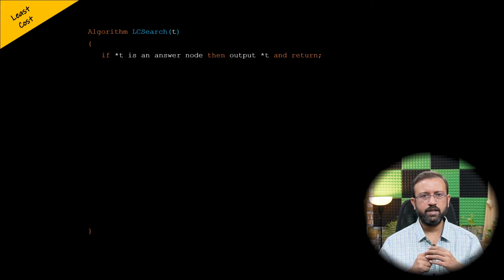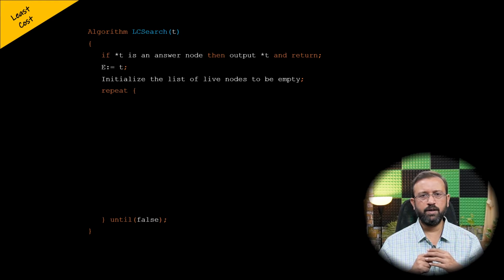check if t, that is the root of the state space tree, is the answer node. If this is true, then we will output t and return. Then we will assign t to a variable e, which will be the e node. Then we will initialize a list of live nodes, which will be initially empty.